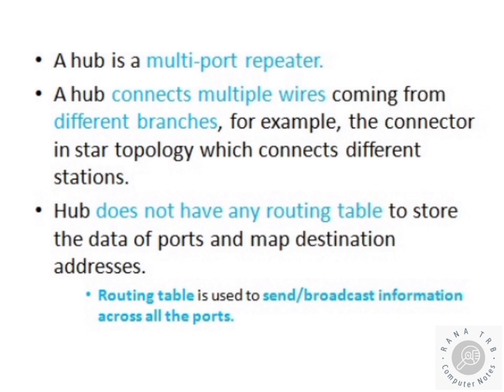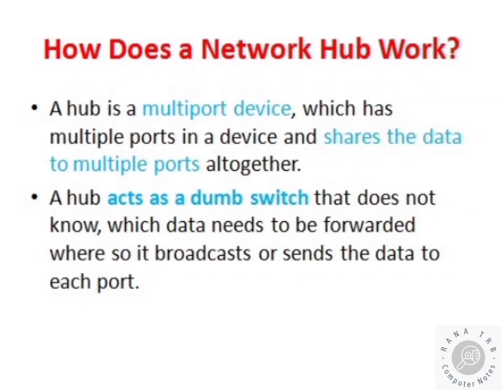We all know that routing table is used to send and broadcast the information across all the ports. So next topic is how does the network hub work. We all know that hub is one of the multi-port devices, that it has 4 ports, 8 ports, 16 ports. So it can transfer the data to all the ports altogether, whatever the devices connected.